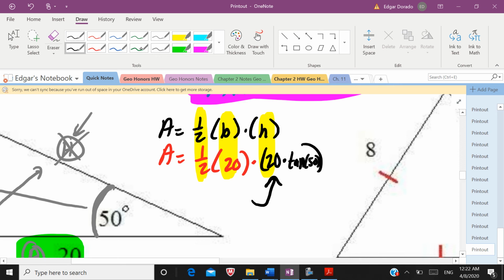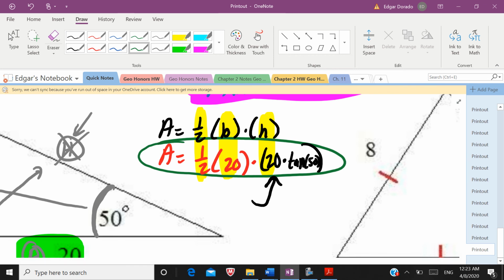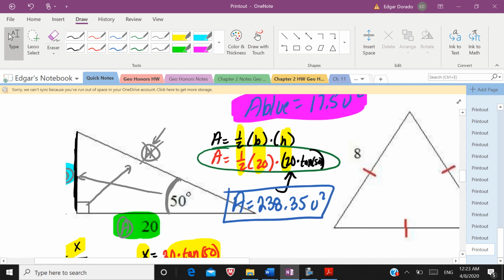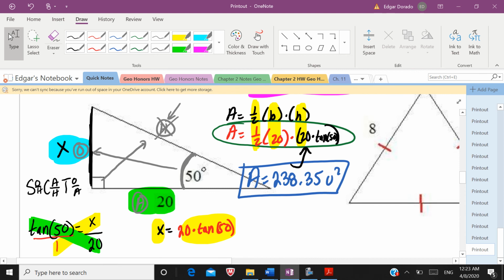Okay? I want you guys to actually type this whole thing in your calculator exactly like you see it there. And if you do that, you're going to get 1/2 times 20 times another 20 times the tangent of 50, and I am going to get an area of approximately 238.35 units squared. I'm rounding to the nearest hundredth, guys, but notice I didn't round until the end. That's why I actually want you guys to go ahead and enter this whole thing as your height right here.